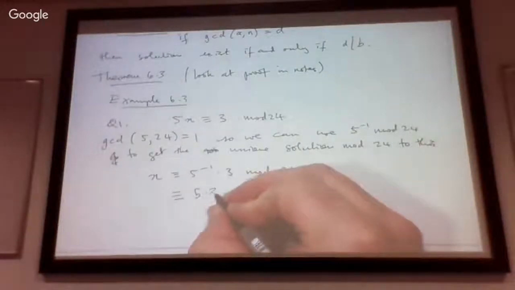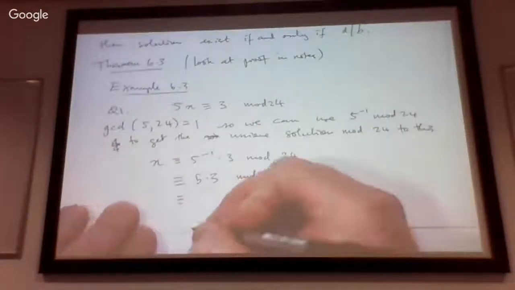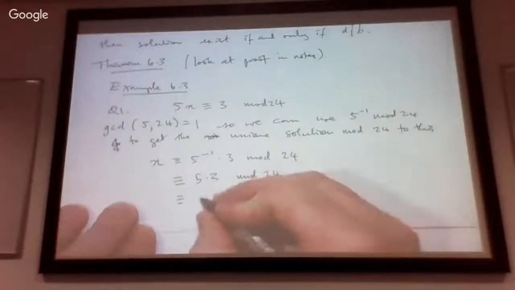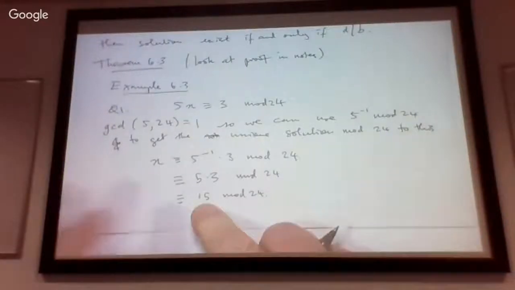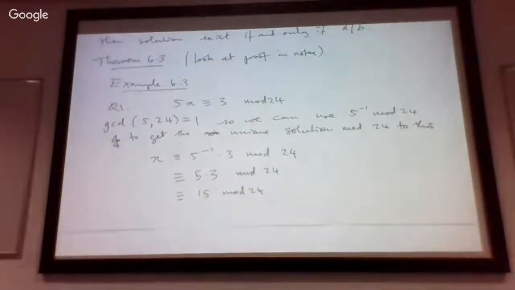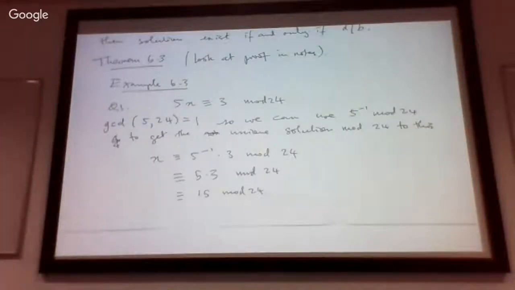So it's 5 times 3. And what does 5 times 3 happen to be? 15. Okay, so there's our unique solution, and there's no need to further reduce it to a standard representative because it's already reduced modulo 24. So there's our solution.